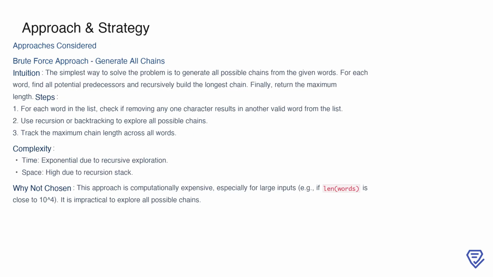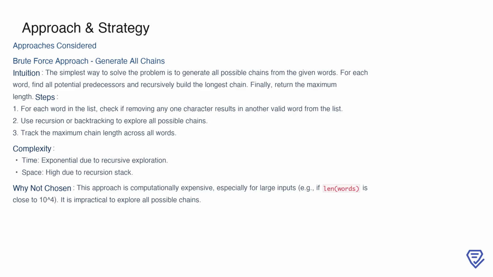To solve the longest string chain problem, one possible approach is the brute force method, where we attempt to generate all possible chains from the given list of words. The intuition here is straightforward. For each word, we try to find all its potential predecessors by removing one character at a time and checking if the resulting word exists in the list. Once we identify valid predecessors, we can use recursion or backtracking to explore all possible chains originating from that word. At the end of this process, we determine the longest chain by comparing the lengths of all the chains we generated. However, this approach has significant drawbacks.